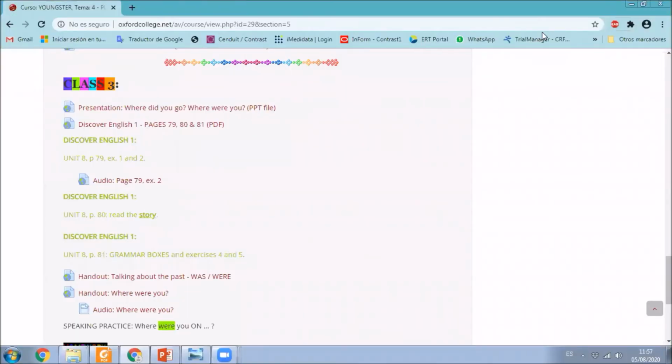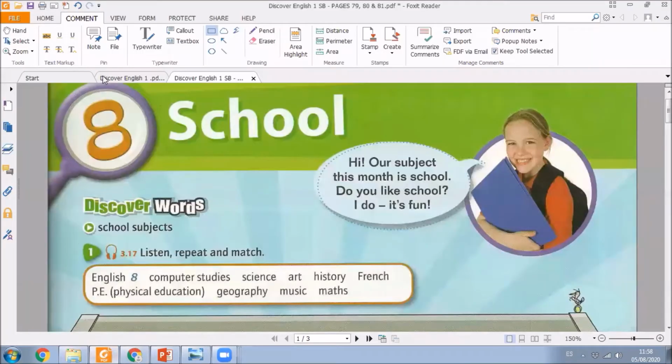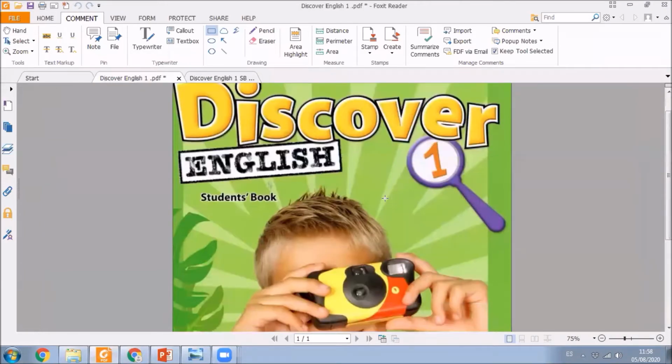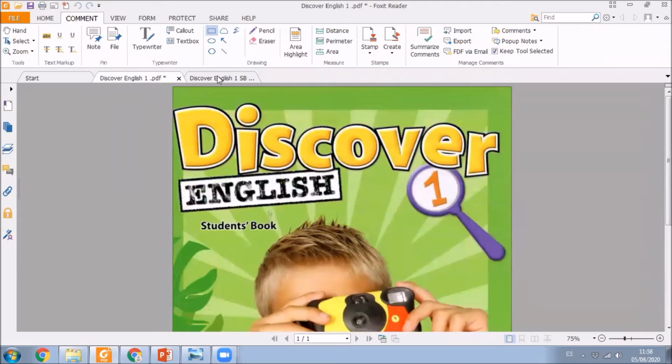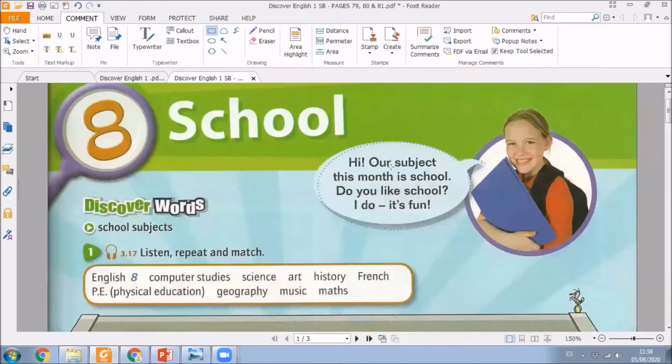If we go back to the virtual classroom, we can see over here, we have to use this book, Discover English Number 1, all right? Do you remember this book? We used it last year, all right? It's this one, Discover English 1, all right? So our next activity is in this book. Okay, so let's just start doing this exercise.